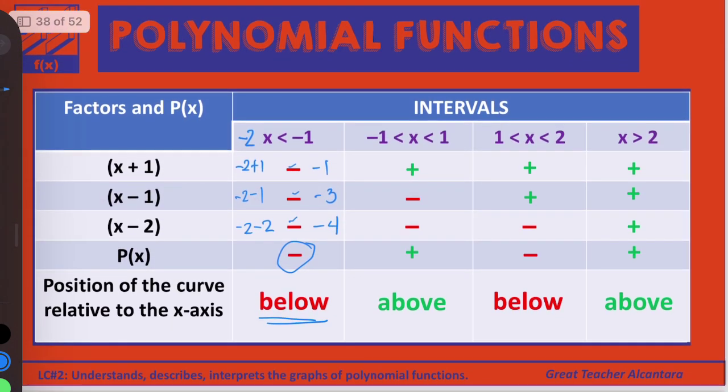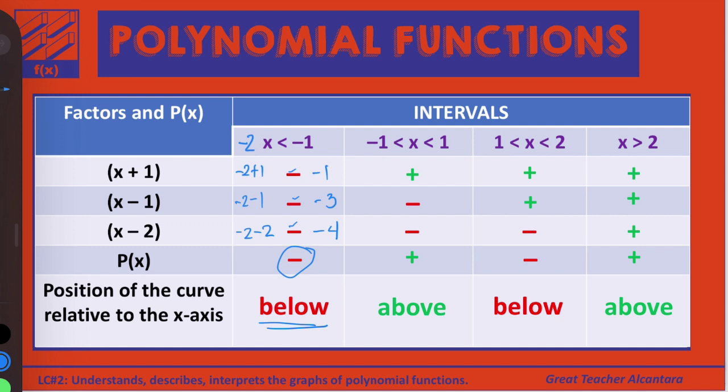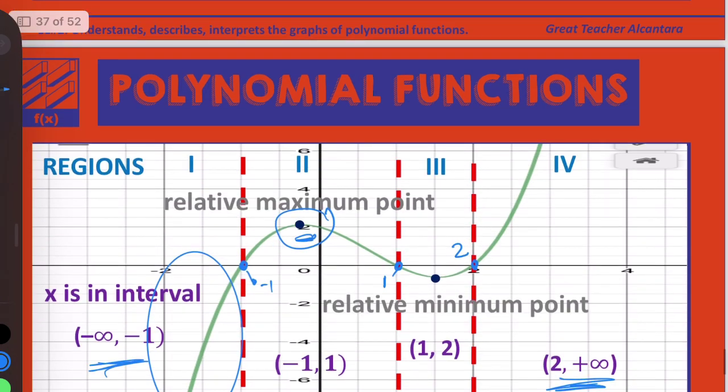If you continue this process, you may substitute something that is in between -1 and 1. The easiest number there is 0. So x plus 1, 0 plus 1 is 1. 0 minus 1 is -1. 0 minus 2 is -2. So a positive times a negative will make it negative. Negative times negative is a positive. Hence, this is the part of the graph that should be above the x-axis, the second region. And as you can notice here, it's region number 2, it's on top. That part of our graph goes up.